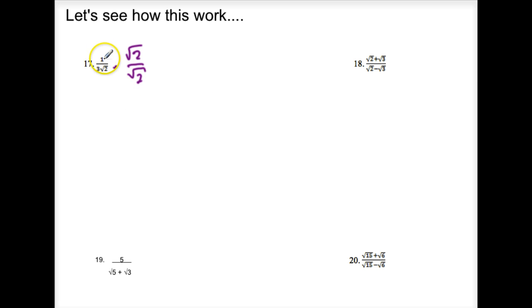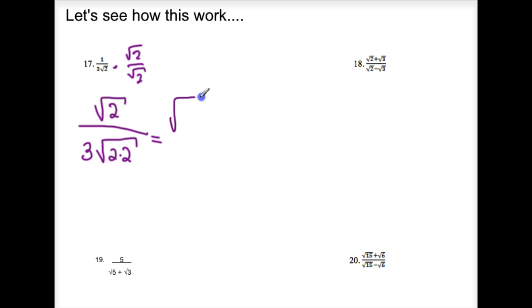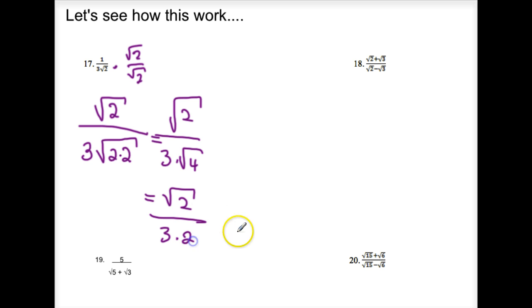So this becomes 1 times square root of 2 becomes radical 2 over, how do I multiply by this? This becomes 3 square root of 2 times 2. And then I can simplify this as 3 times square root of 4. This can go even further as 2 over 3 times 2. And then finally, I can have this as 2 over 6.